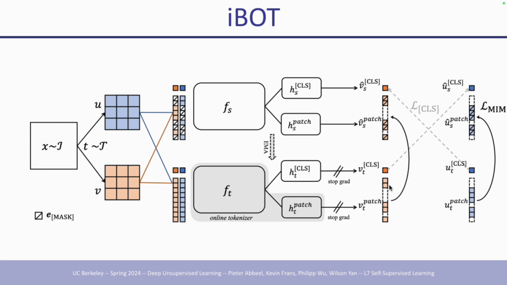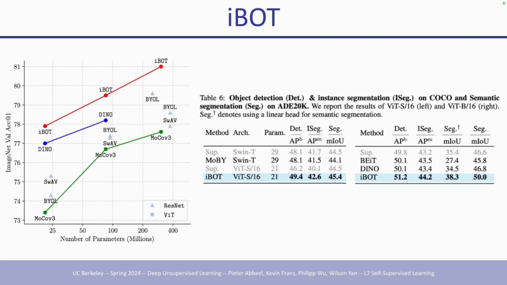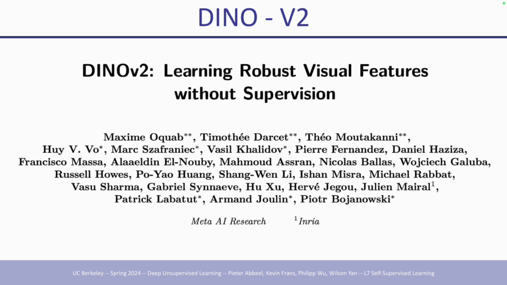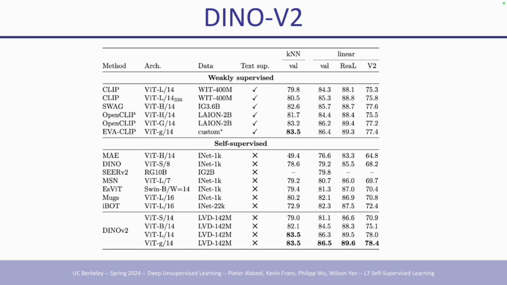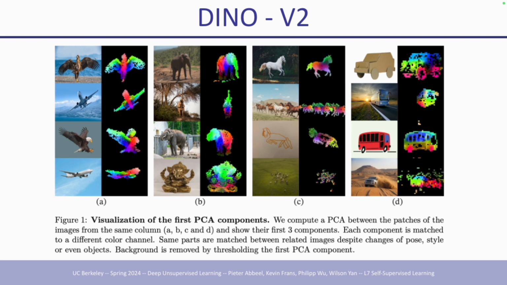So now you're effectively trying to learn a feature that can be predictive of features that have seen the entire image. This trick enables you to outperform Dino and scale well, getting up to 81% ImageNet linear probe accuracy. We'll just quickly glance over Dino v2, but effectively they take the idea of iBot and add a bunch of other tricks and are able to further push performance, and you're able to get even better visualizations.